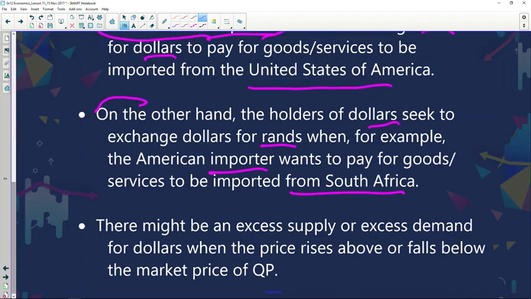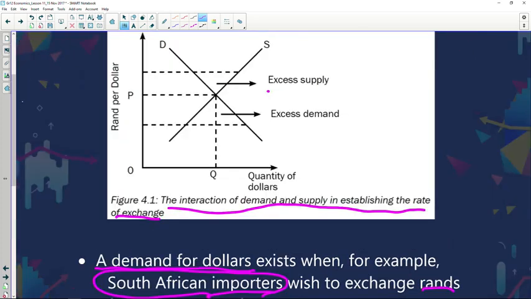Right, moving right along. There might be an excess supply or excess demand for dollars when the price rises above or falls below the market price of QP. So we're looking at an excess over here. There could be an excess in supply or an excess in demand when the price rises or falls below the market price of QP. So let's go to the market price over here.